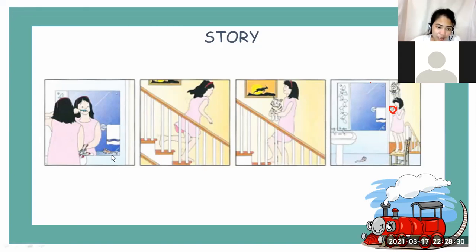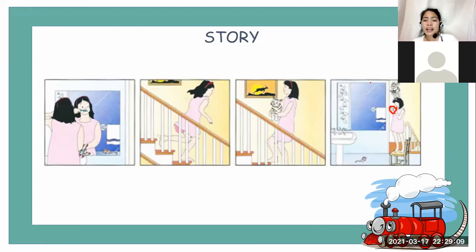Can you see the mice in the picture? Yes. After brushing the teeth, oh no, the girl was running on the stairs. Maybe she wants to get the cat because there is a mouse, right? So she runs up the stairs to find the cat. And then she already found the cat. So she brings the cat into the area where she's brushing her teeth, right?